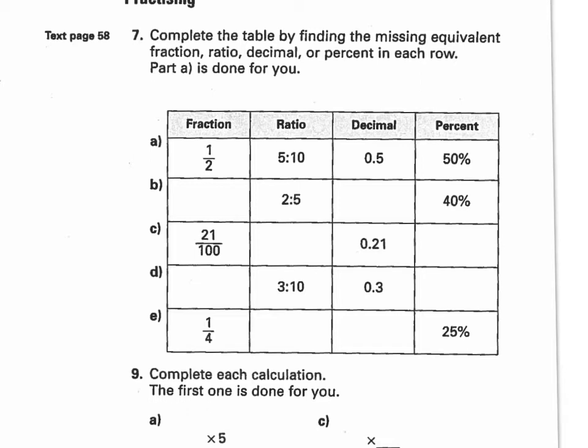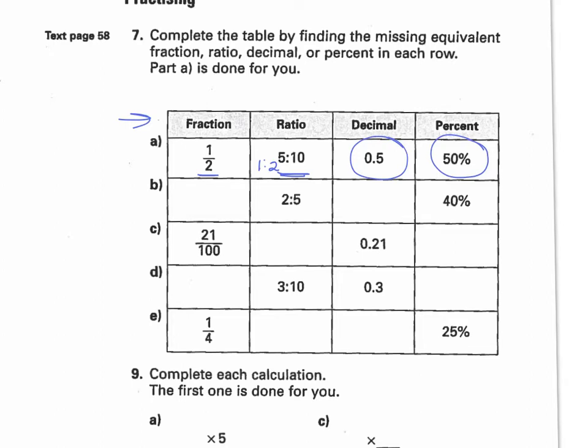Now I'm going to show you how to complete a fraction, ratio, decimal, percent table. I have my 4 columns. The first one is done. I have a fraction of a half. That is a ratio of 5 to 10 or 1 to 2. A half is always 50% and my decimal is 0.5.